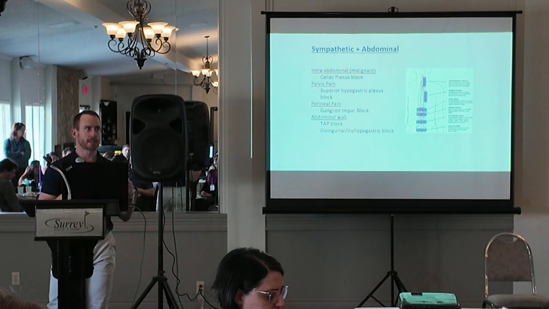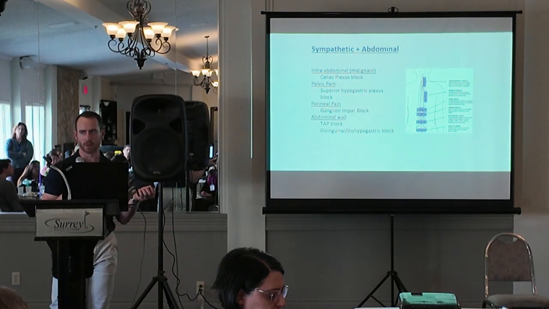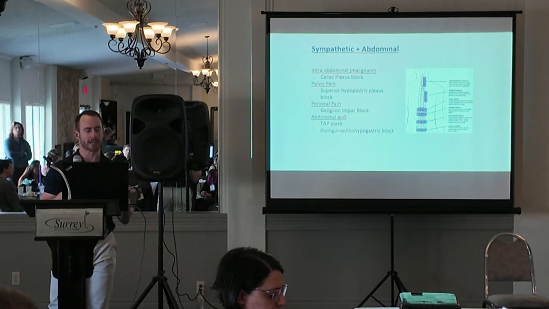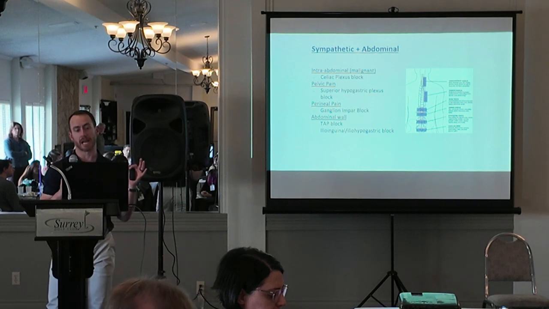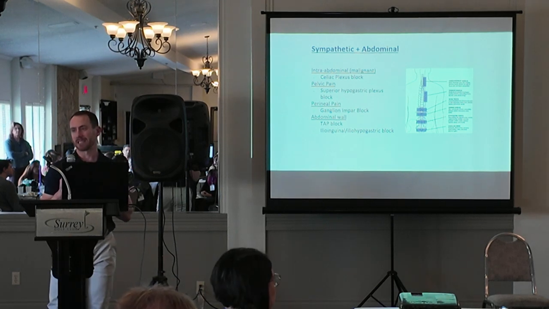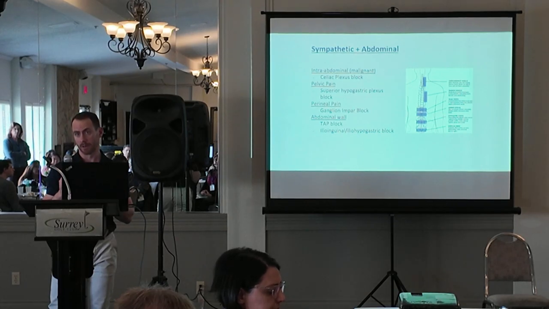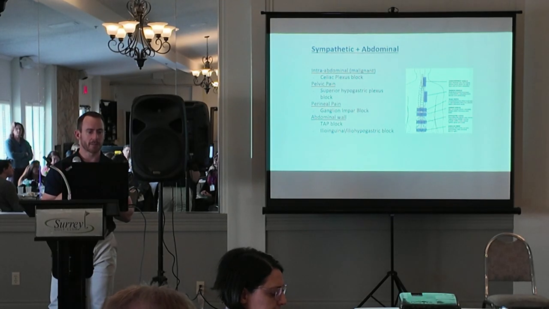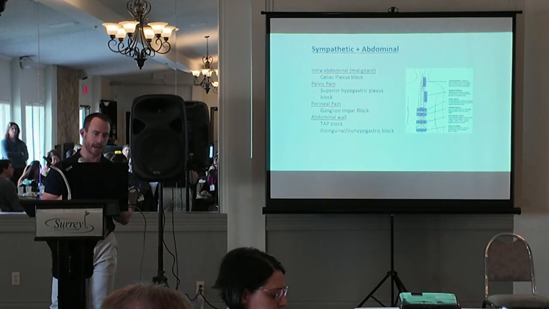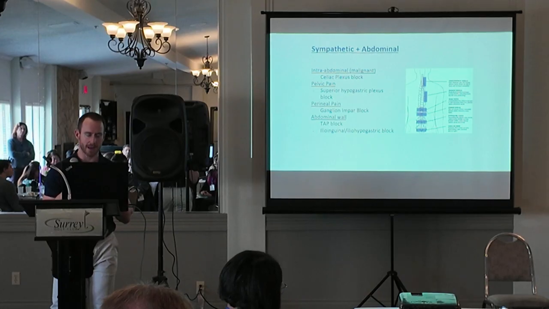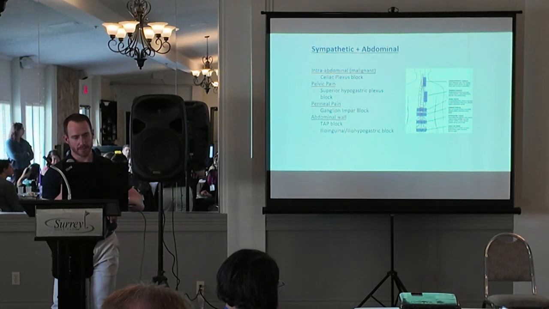These sympathetic blocks can be done at a variety of locations depending on your pain. Intra-abdominal, you can do a celiac plexus block for malignant abdominal pain, like pancreatic cancer. We don't do those typically. For pelvic pain, superior hypogastric plexus block; for perineal pain, ganglion impar block.